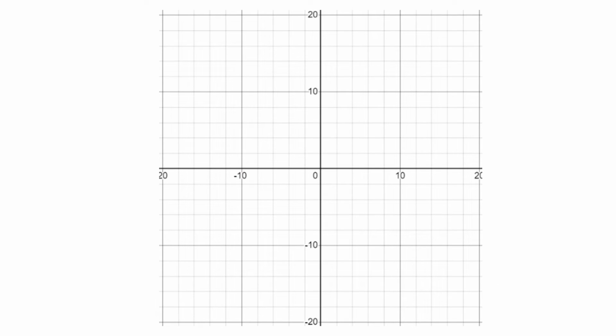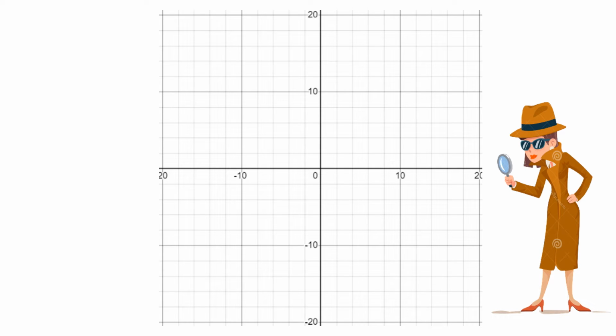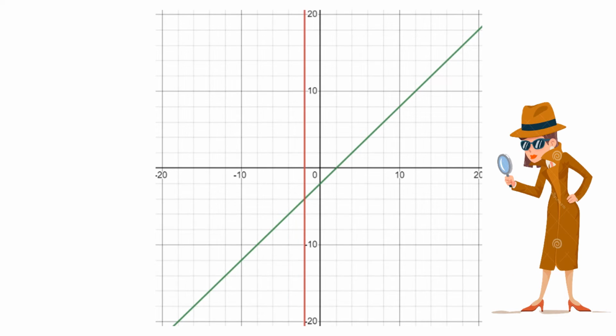Now, let's put these points on our graph. We're on a roll and we've solved the first step of our case. Let's put it into the graphing calculator to see how our function looks so far. And would you look at that? We're one step closer to solving our function. Let's continue to look for more clues.